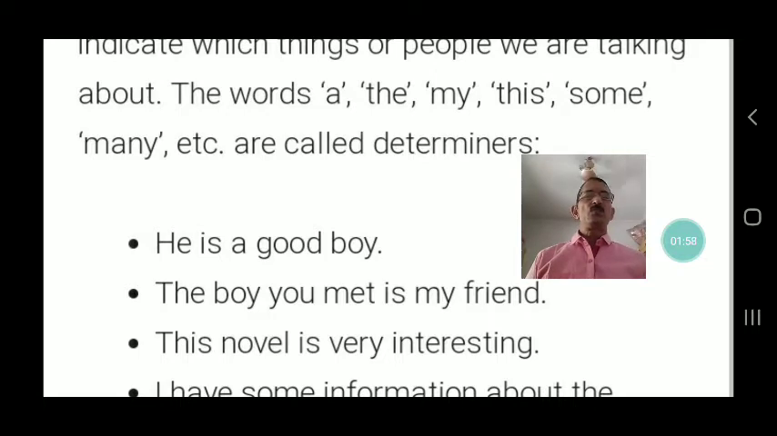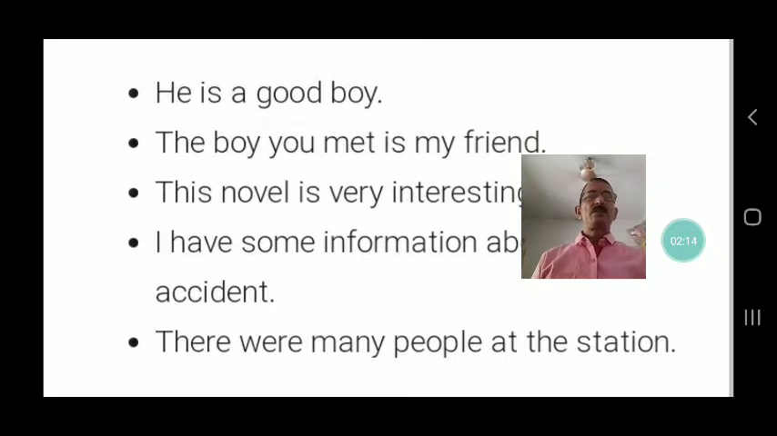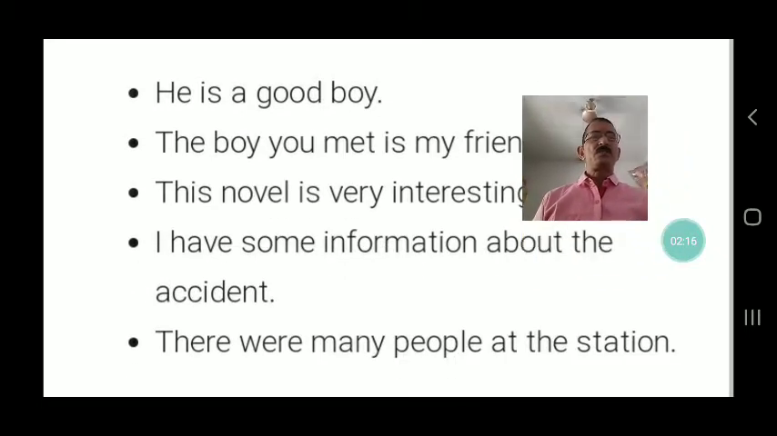The boy you met is my friend. So here the word the is a determiner. This novel is very interesting. Here this is a determiner. I have some information about the accident. Here you understand some and the are determiners; information and accident are nouns. There were many people at the station. Here many is used as a determiner.